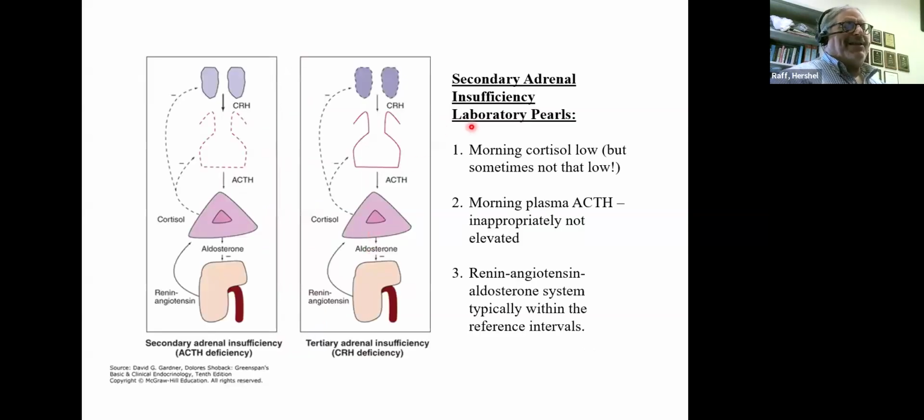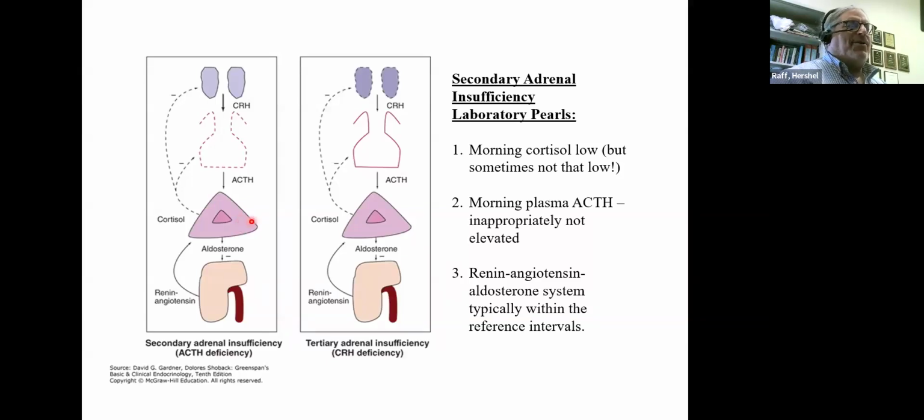Secondary adrenal insufficiency is actually fairly common for reasons that I'll show you. Spontaneous, maybe not that common, but iatrogenic, common. Morning cortisol is low, sometimes not that low, because if there's a little bit of ACTH left, you can keep some of the adrenal gland going. Furthermore, because of that, morning plasma ACTH is inappropriately not elevated. It's not usually below the reference range, although it can be, but it's inadequate to maintain adrenal function.